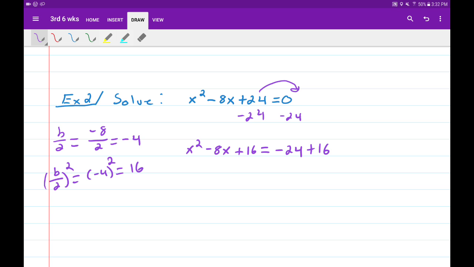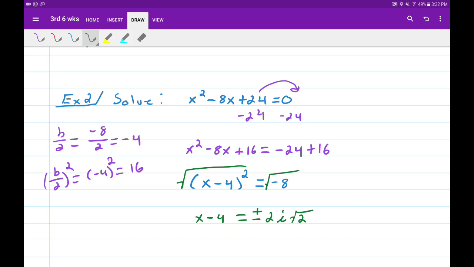Okay, so now step 3, we factor this out, which is always the same factor. So x, and then we put whatever half of b was, in this case negative 4, and then we square it. Okay, combine negative 24 and 16 gives us a negative 8. Now that the factoring is done, we're going to square root both sides, just like so. And then we get x minus 4, and we're going to get plus or minus. So if there's a negative inside the square root, it's going to come out as an i. And then if we simplify the square root of 8, that's going to be 2i square root 2.